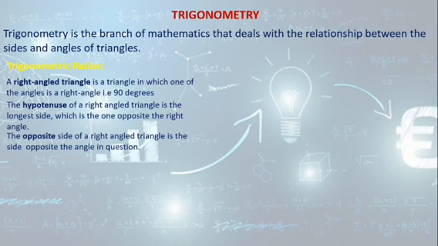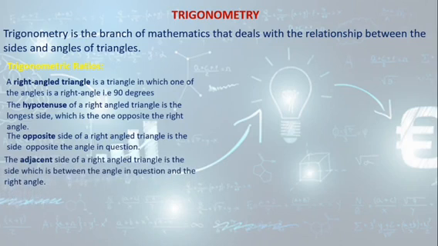And then the last side of the right angle triangle is the adjacent side. And the adjacent side is the side that lies between the angle in question and the right angle. So your adjacent side always carries two angles. You have the right angle on the adjacent side, and then you also have the angle being considered lying on the adjacent side as well. So now this is a picture of that.